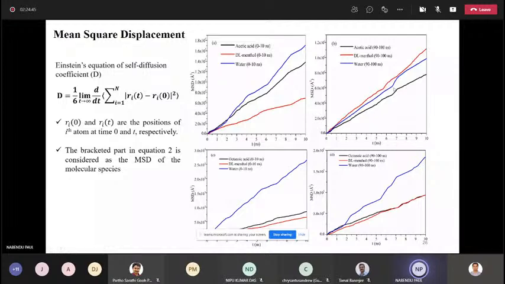So it means that the components present in the system are diffusing at a similar rate. That is, they are interacting with each other. We can say that from this graph.